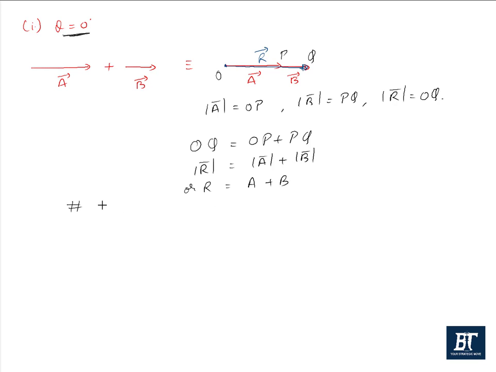So we can conclude that we can add the magnitudes of vector A and vector B only when the angle between the two vectors is 0. Now we will see what will happen when the angle between them becomes equal to 180 degrees.